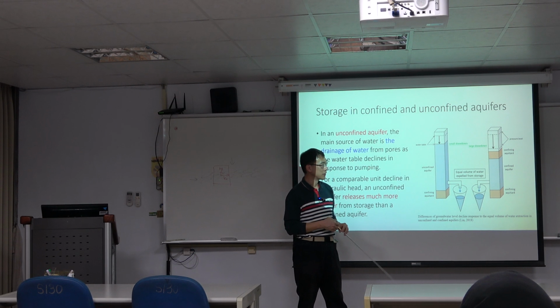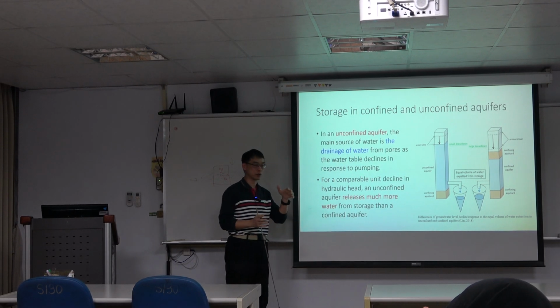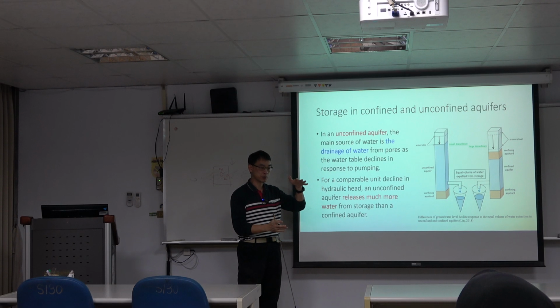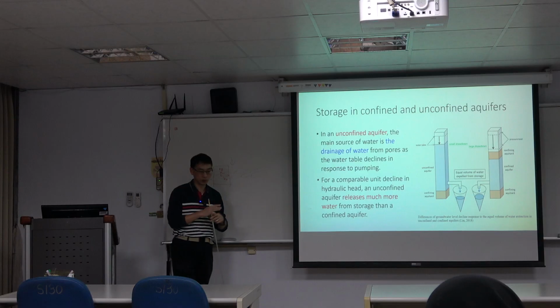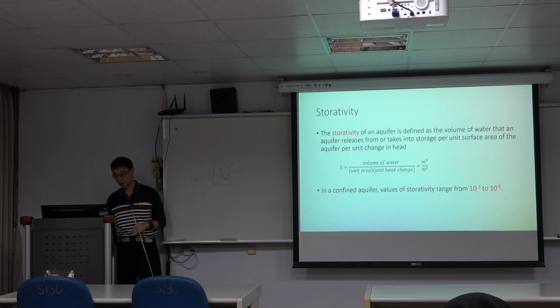Okay. So we use two kinds of mechanisms. One is that the matrix is compressed. Another is that water expands. So when the matrix is compressed, you will have extra water taken out. And when water expands, you can have extra water taken out. Okay. So we use these two mechanisms to describe why a confined aquifer can release water.